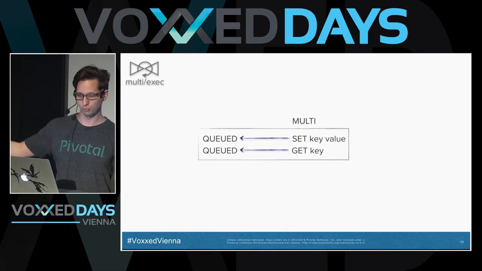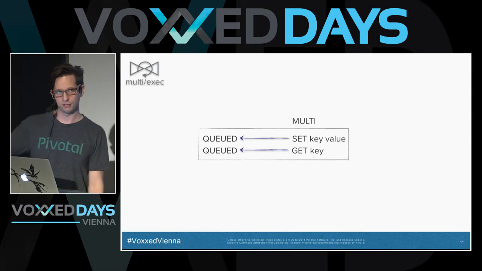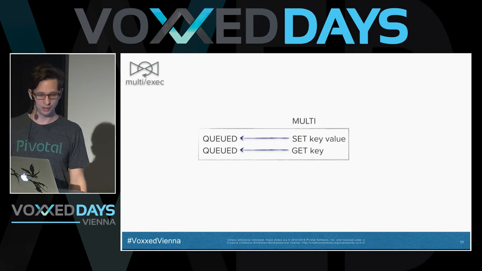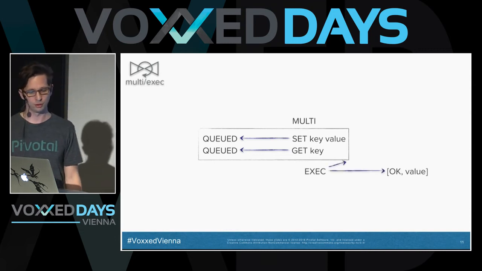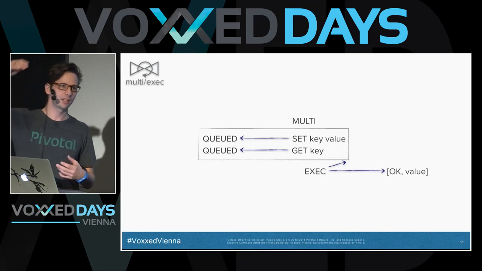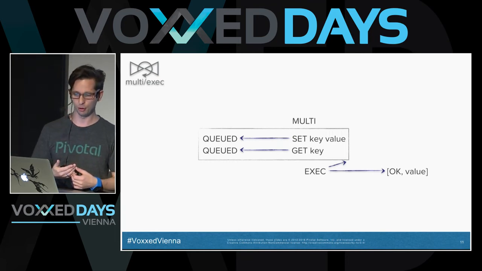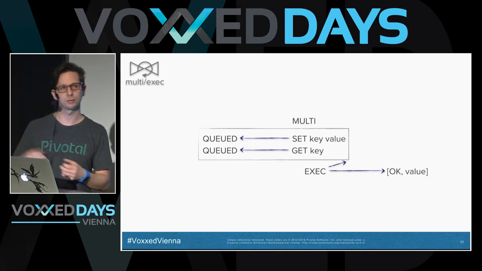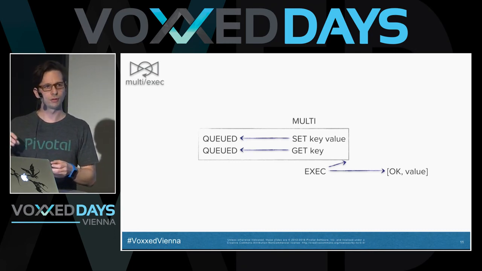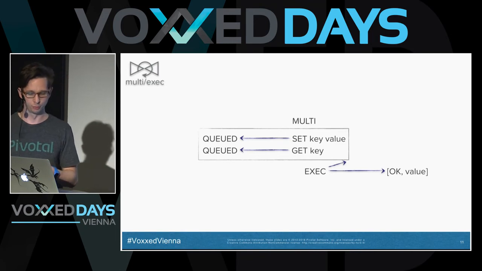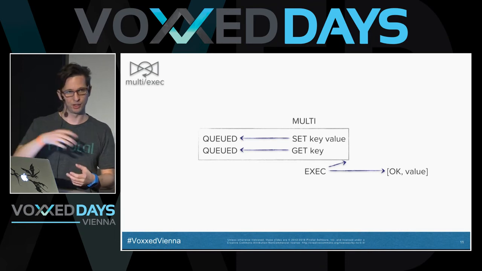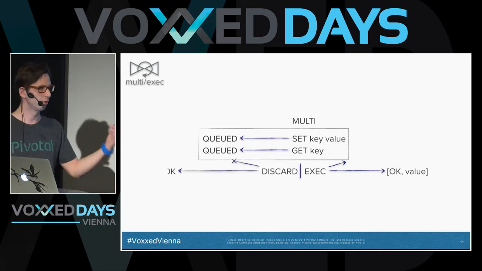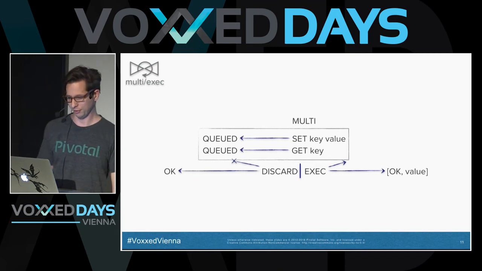So you call SET with a key and a value, and it gets queued, and then on the same connection to the server you call GET with the key, which also gets queued and doesn't return anything immediately. Then you get the option to either call EXEC, which will execute all the commands queued before in a row, and give you back all the result values. In this case it would give you OK for the SET command and the value for the key you just set. Or you just discard that and everything is fine and nothing happened.